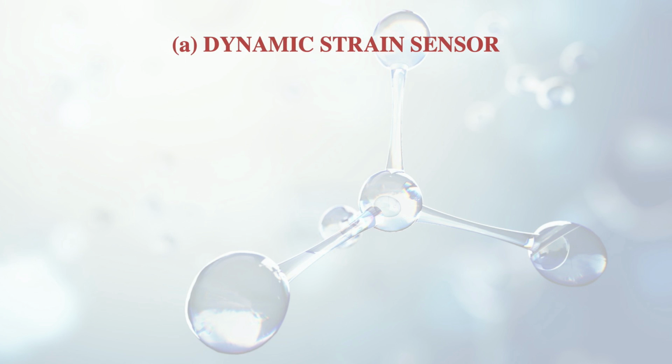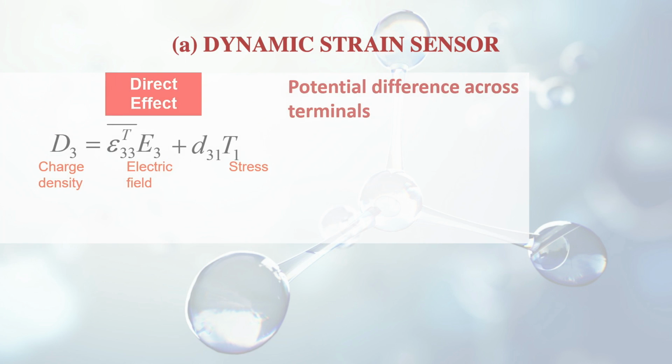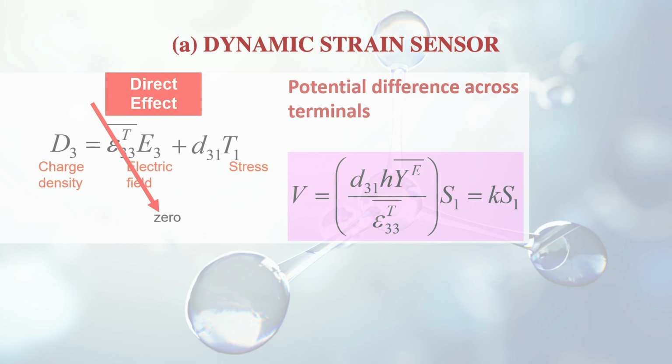So let's go to the first mode, that is dynamic strain sensor. We derive a simple equation for the potential difference across the terminals of the PZT patch if it's under dynamic stresses. So we make use of the equation of the direct effect. If there is no external electric field, then we have a simplified equation, and if we use the common equation for parallel plate capacitors, that is charge is equal to capacitance multiplied by the potential difference across the 2 terminals, then we can derive a very simplified equation between the potential difference and the strain.